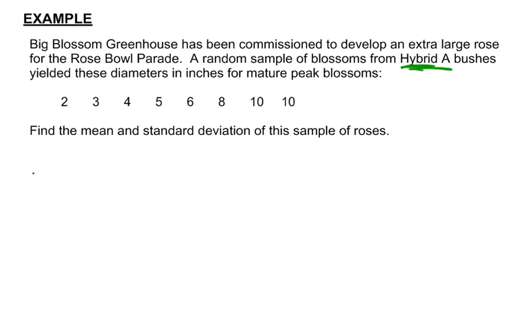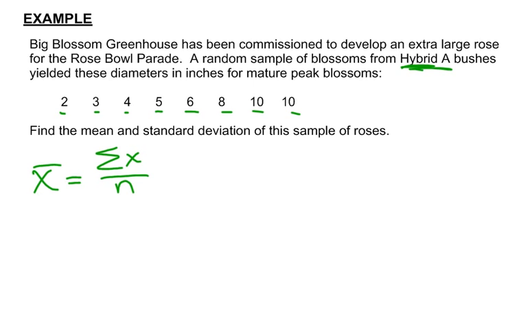So remember, we looked at the formula the other day that x bar, which stands for mean, is equal to the sum of all of the x's divided by n. And in this case, that means that we're just going to add up 2, 3, 4, 5, 6, 8, 10, and 10. And since that's 8 numbers, we would divide them by 8. Well, take a moment and see what you can do with that.